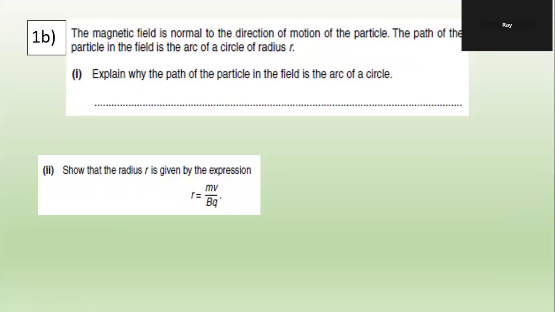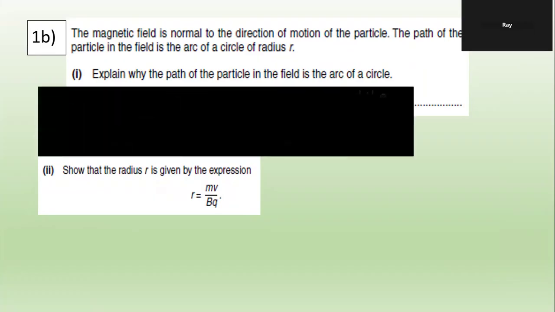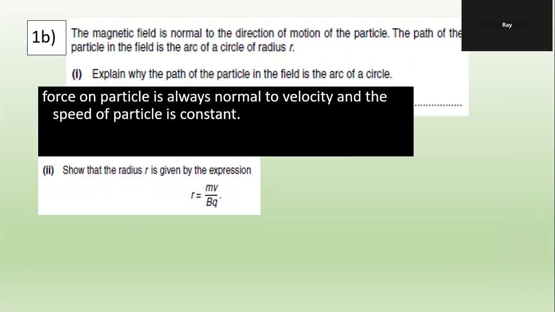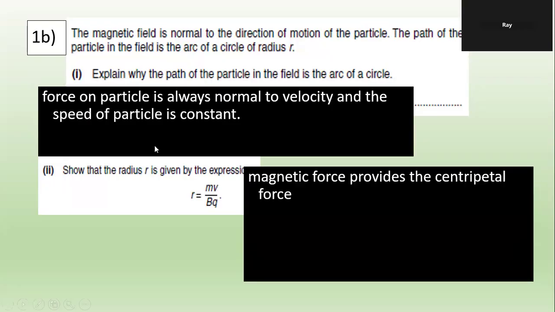Explain why the path of the particle in the field is an arc of a circle. Force on particle is always normal to velocity, and the speed of the particle is constant. Right? Derive the expression: magnetic force equals centripetal force. That's important. This point must be there, or this one. Either one is 1 mark.